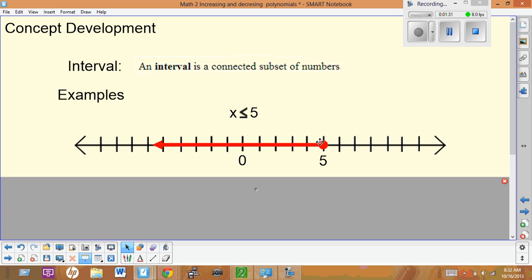Closed dot, because of the equal sign. The closed dot indicates that 5 is in the set, excuse me, 5 is in our interval. It's included inside. And we point an arrow toward the left to all the numbers that are smaller than 5.